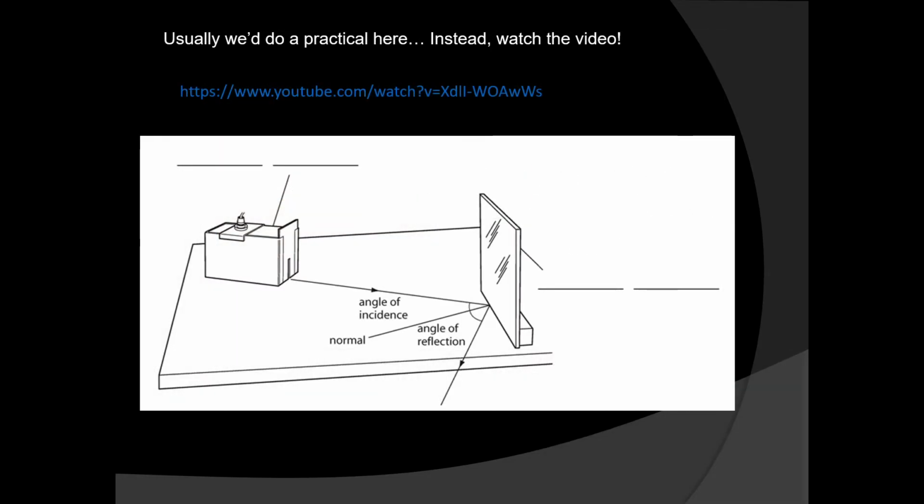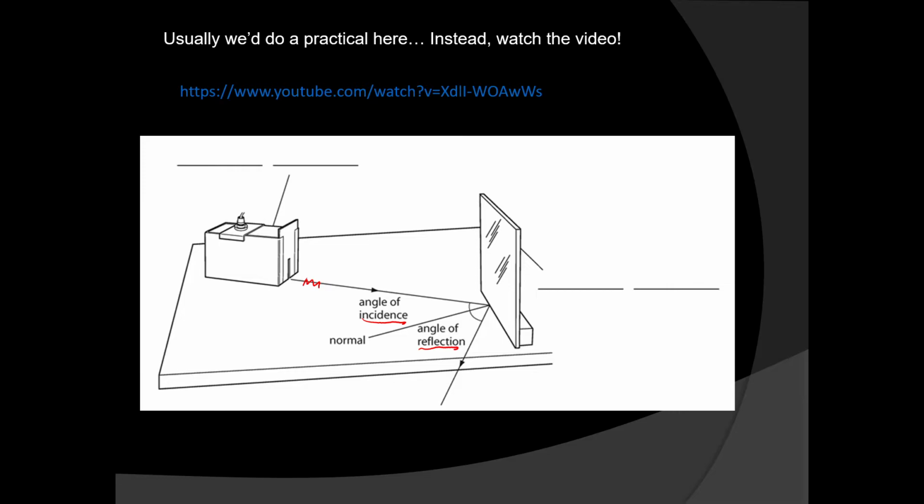Usually at this point we'd do a practical here and we'd start looking at reflection, but instead today I've sent you a video link that hopefully you've watched before you have watched this video to explain how to do the practical. But what we'd be looking at here is measuring 2 important angles, the angle of incidence and the angle of reflection. So the incident angle comes from the incident ray, and this ray here would be the incident ray because it's coming from the light source.